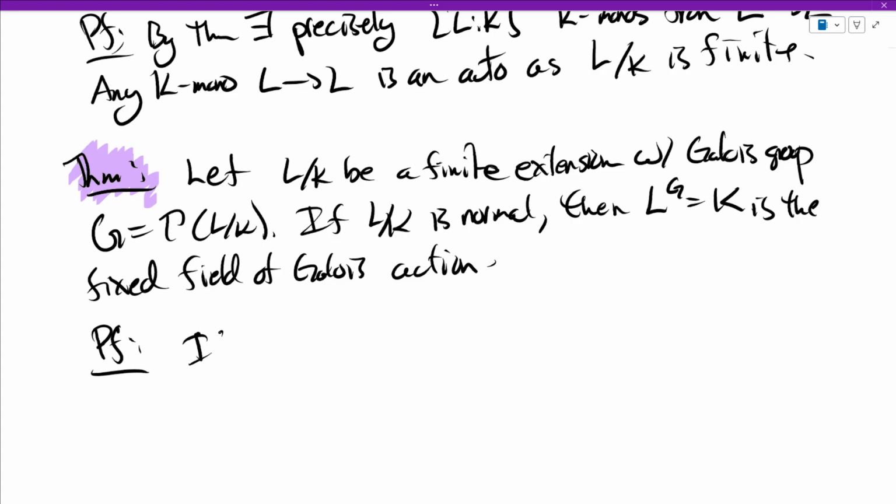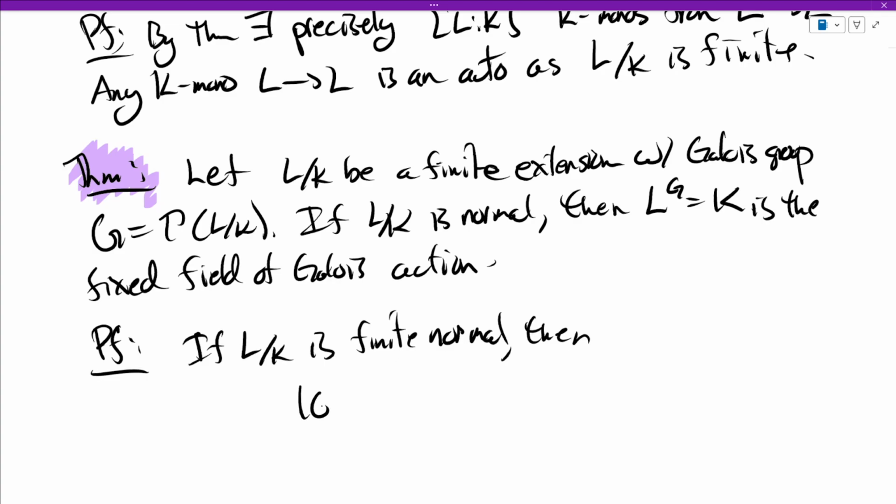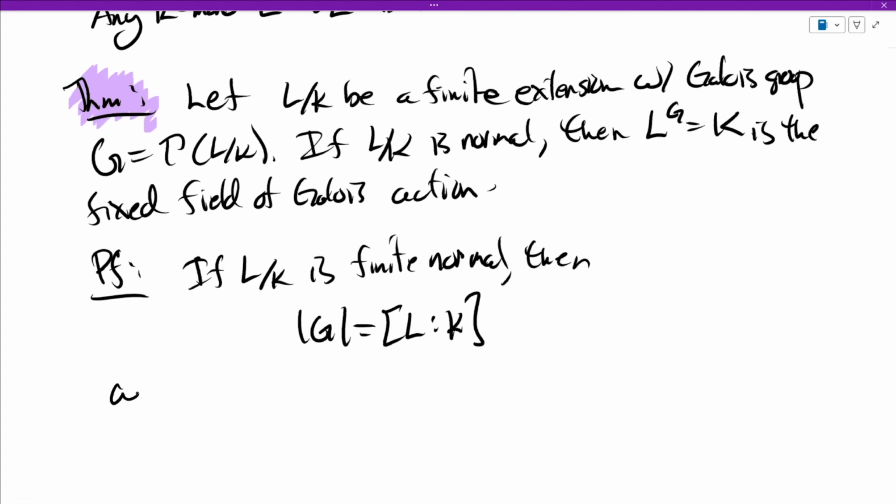Well, if L over K is normal, we know it's finite, then the order of the Galois group is the degree of L over K. But we also know that whenever you have a finite group of automorphisms of an extension, the number of automorphisms is the degree of L over the fixed field. And that was something we proved in the last chapter on counting principles.